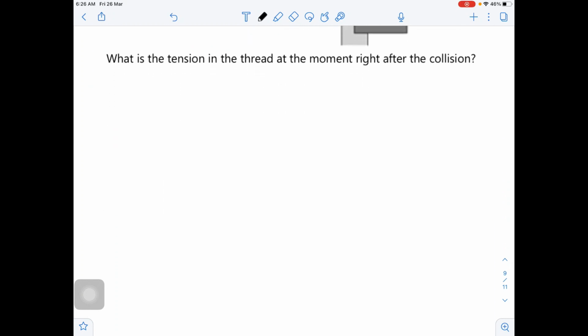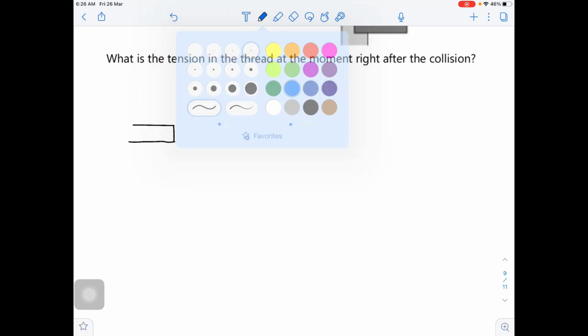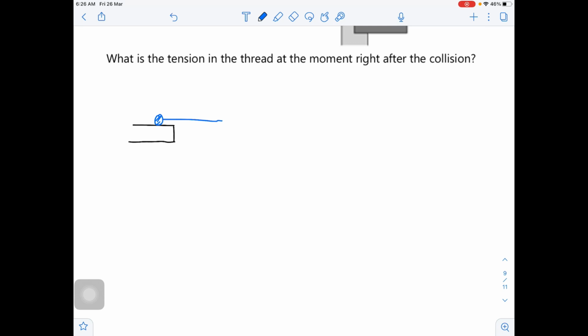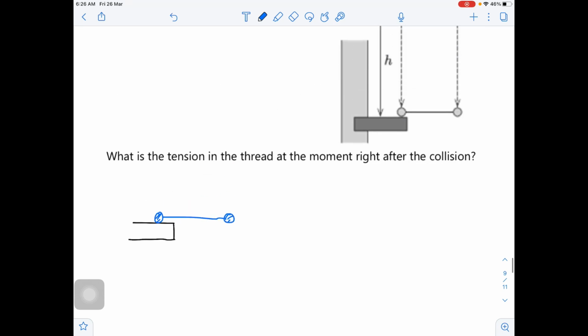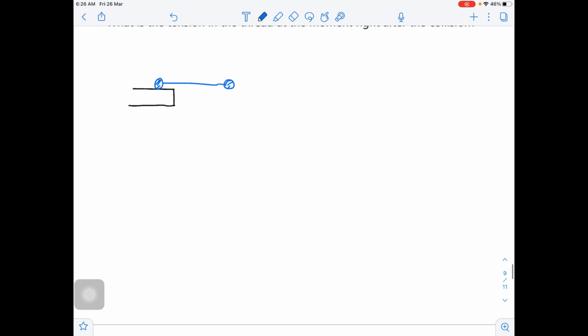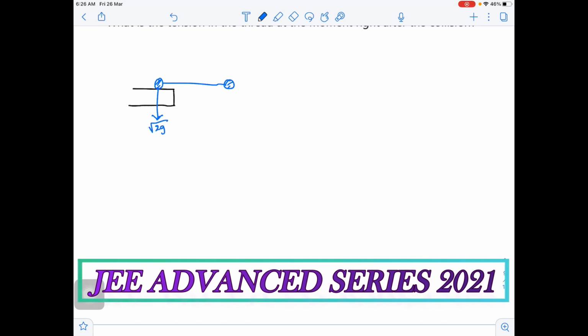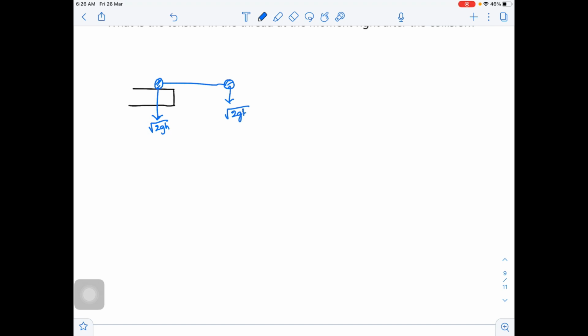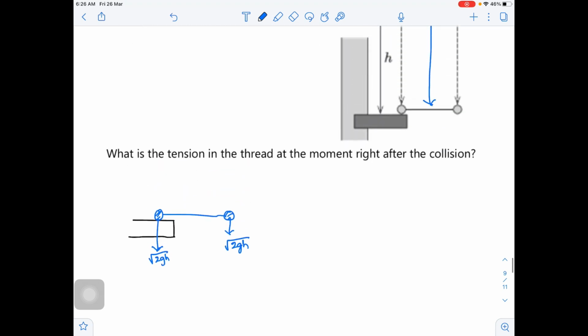So just before hitting, let us say this is the support, and these are the masses of the dumbbell. They are falling from h height under gravity. So obviously the velocity gained just before hitting the support is root 2gh, and this also will have root 2gh, so it is in linear motion. Once it is hitting, whatever collision is happening, that is elastic collision.